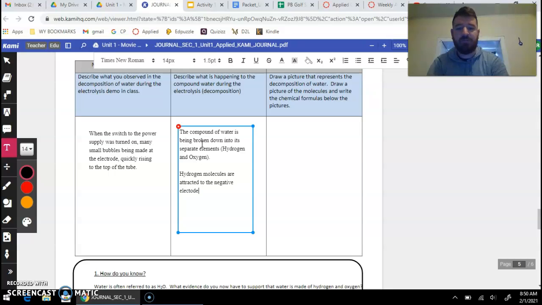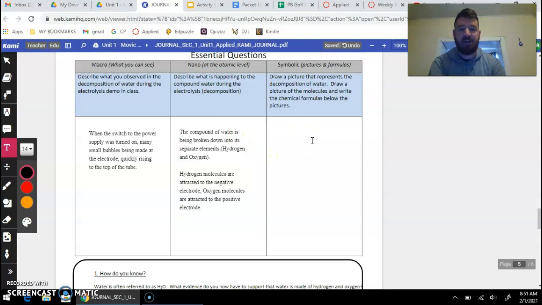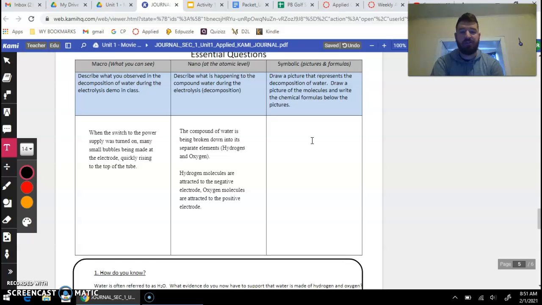I'm sure you've heard the term opposites attract. While the oxygen molecules are attracted to the positive electrode. And using those different charges that we have is what separates our water into its different atoms. And then lastly, draw a picture that represents the decomposition of water.